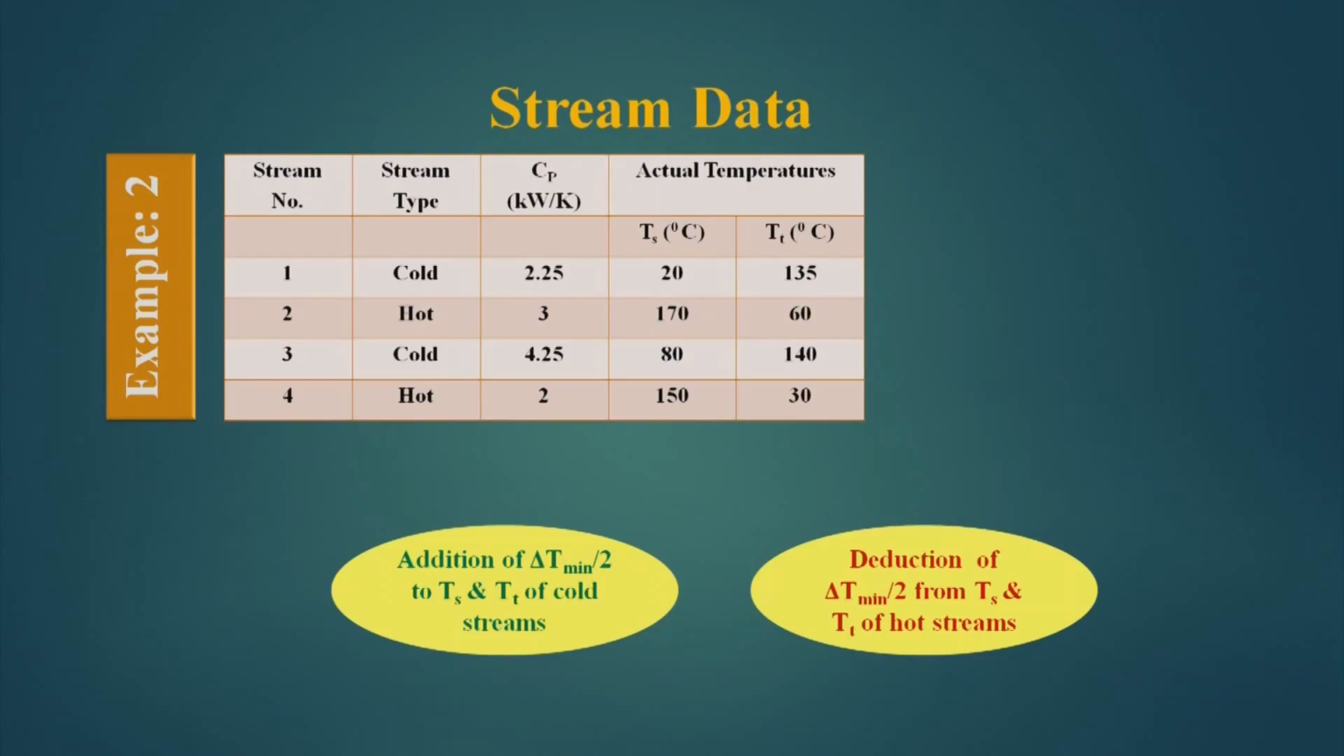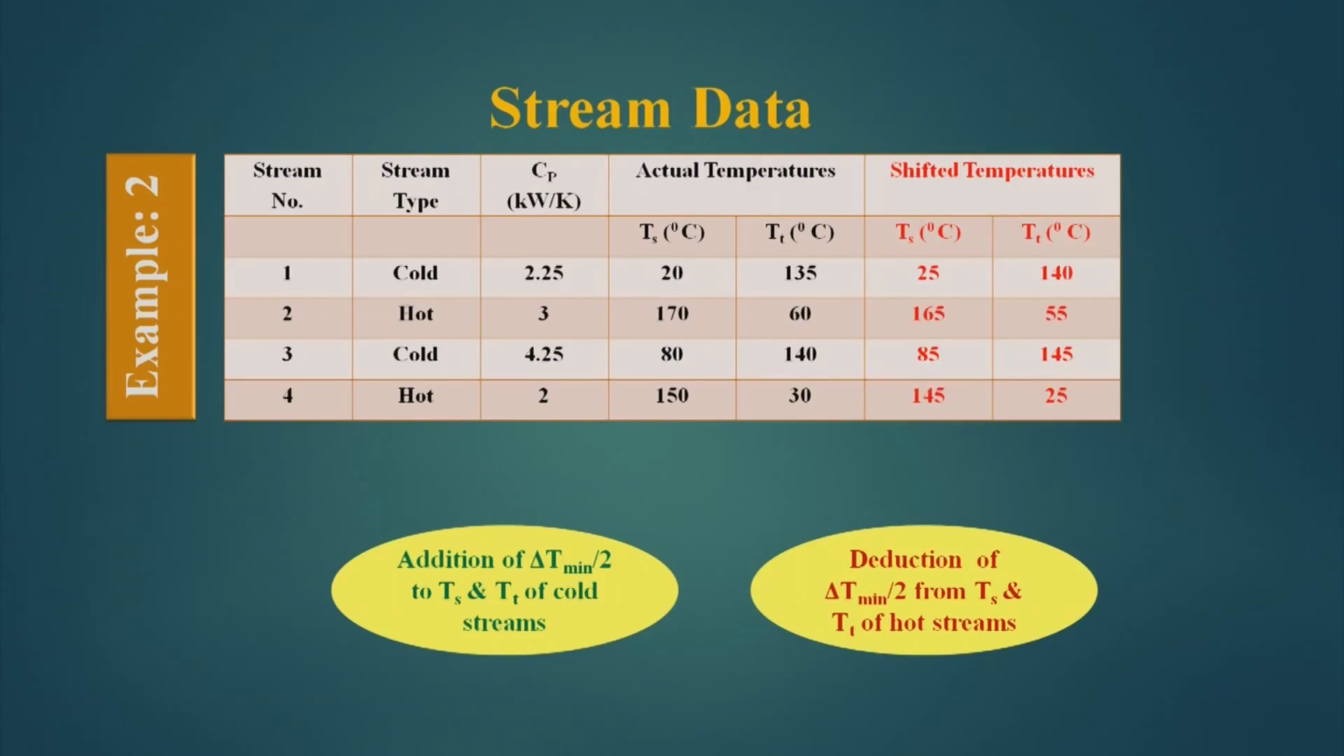Now, we take a second example, example number 2. So, we convert these actual temperatures to shifted temperatures. We add two columns here on the right side and convert them to shifted temperatures, as delta T minimum is 10 degree centigrade for this example.